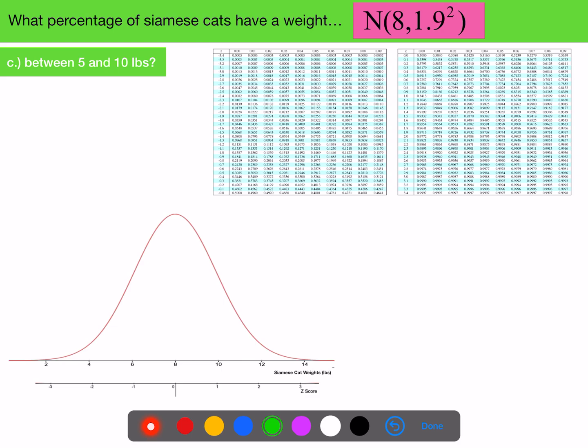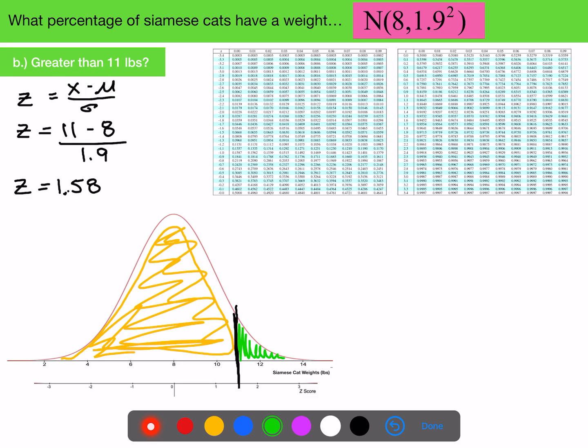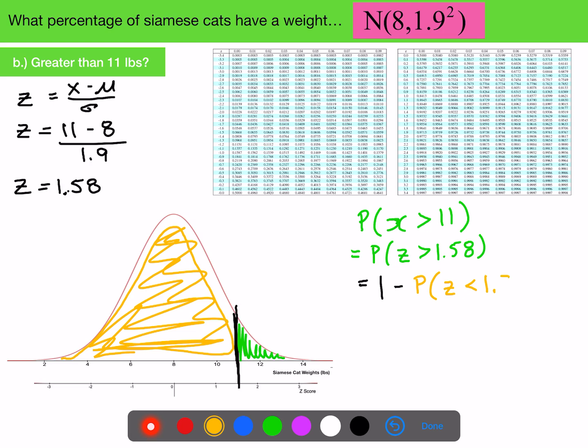So again, the green area, oops, I went ahead a slide. There we go. The green area for a probability that we're trying to find is the probability that X is greater than 11 pounds. Again, I can't look up the pounds one. I can only look up standard normal distribution. So I converted that to a Z-score instead: Z greater than 1.58. Then we realized that we can't look up greater than. So what I have to do is the total, which is 1, minus the orange area, which is the probability that Z is less than 1.58.